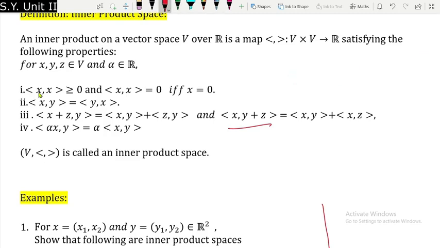And the last one is interesting, one more is there. Okay, so what is the meaning of the last property? The fourth one is: inner product of alpha x with y is equal to... if you are having a real number attached to some coordinate, either the first coordinate or the second coordinate, that real number can be taken outside the sign of the inner product, and this is equal to alpha times the inner product of x with y.